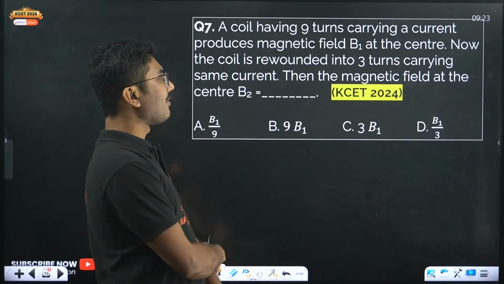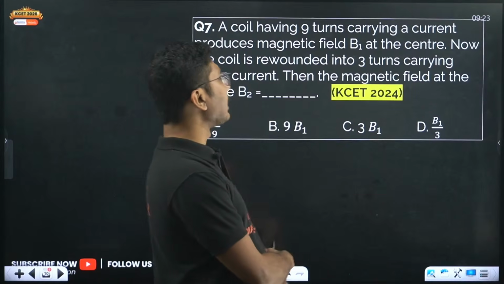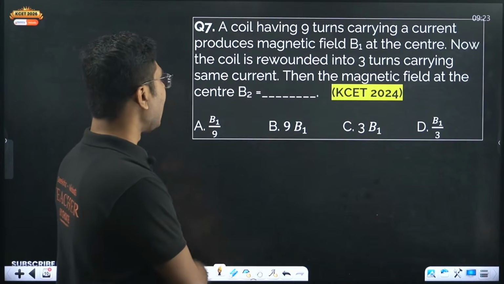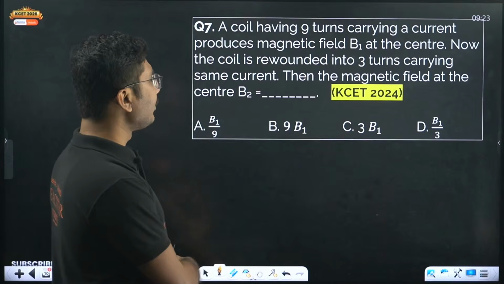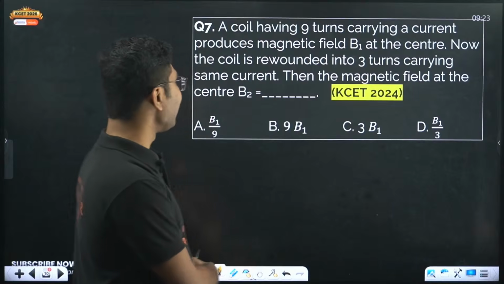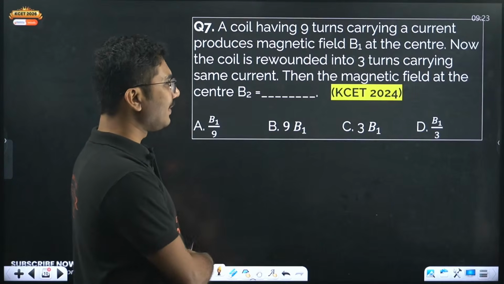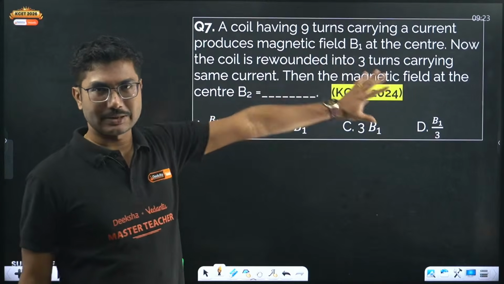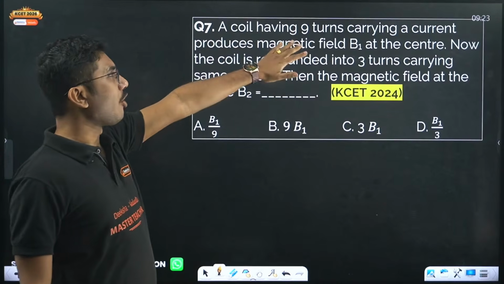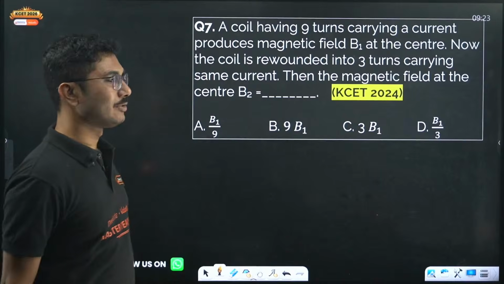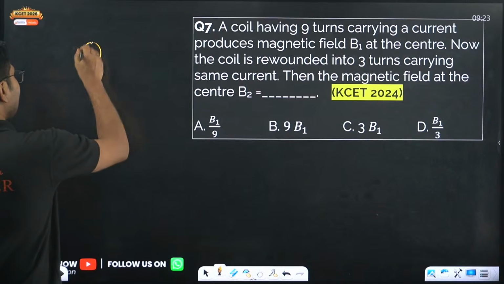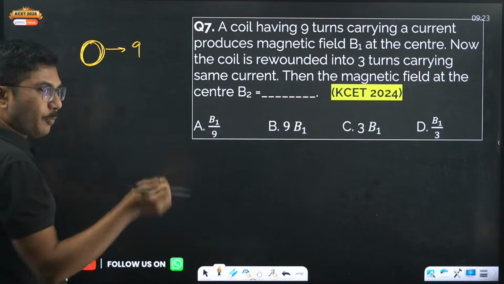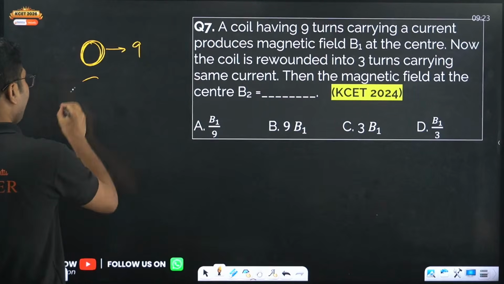A coil having 9 turns carrying a current produces magnetic field B1 at the center. Now the coil is rewound into 3 turns carrying the same current. Then the magnetic field at the center, B2, is? Now here, if you want to guess, you have to understand that initially it was 9 turns. Now you open the entire wire and you have made only 3 turns.